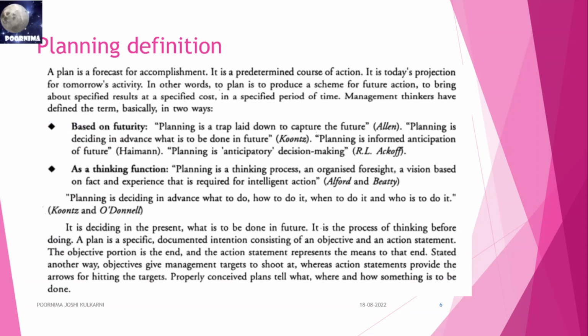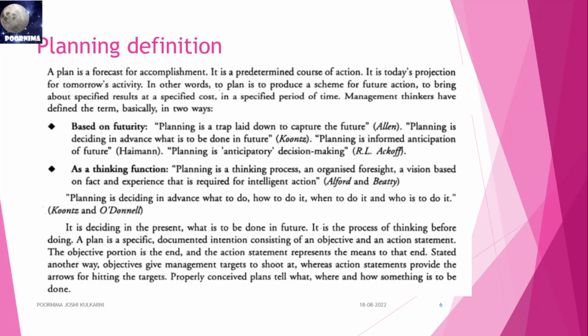Then next comes the definition of planning. It comes for 3 marks. Planning is a forecast for accomplishment. It is a predetermined course of action. It is today's projection of tomorrow's activity. Projection again means foresight or forecasting for tomorrow's activity. In other words, a plan is to produce a scheme for future action to bring about specific results at a specific cost in a specified period of time.